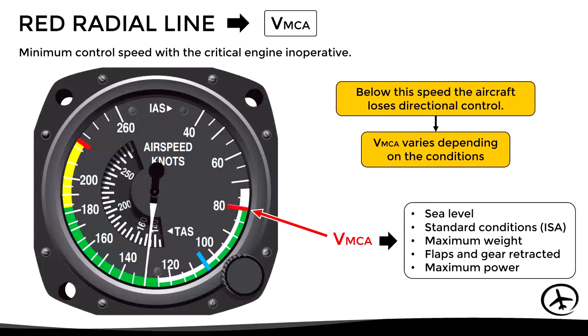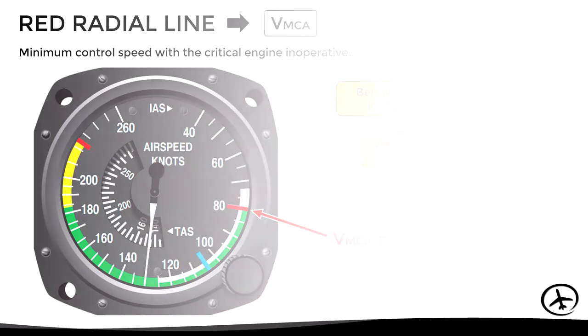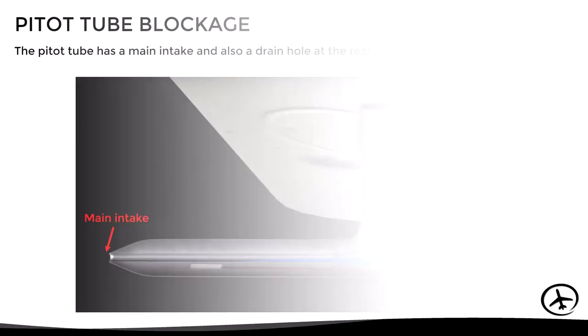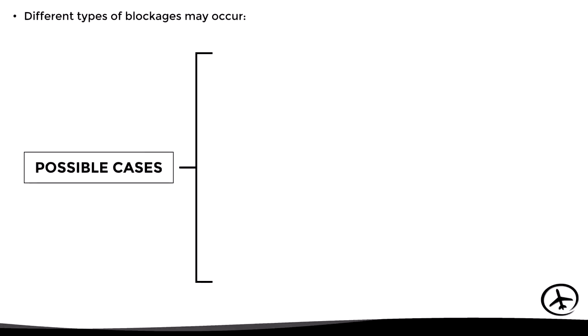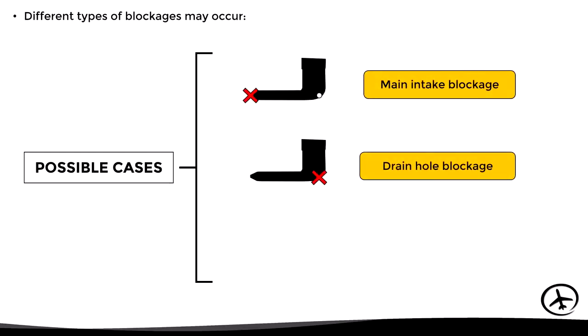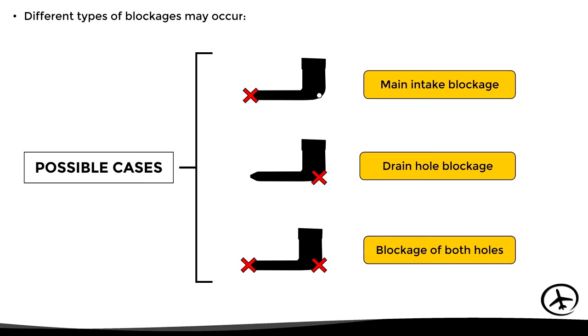With this we end the explanation about the colors and markings of the instrument. Let's now continue with the pitot static system blockages. As we mentioned in the video about the pitot static system, the pitot tube has two holes: a main intake in the front and a drain hole at the rear. With this design, there are different types of blockages that may occur.